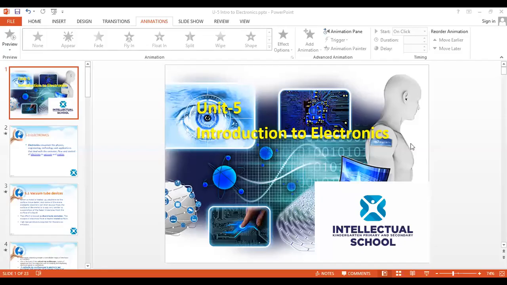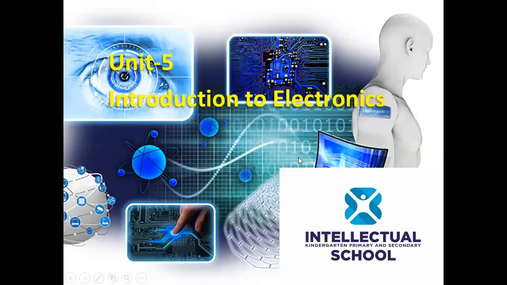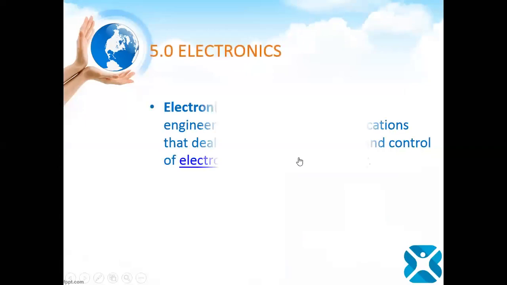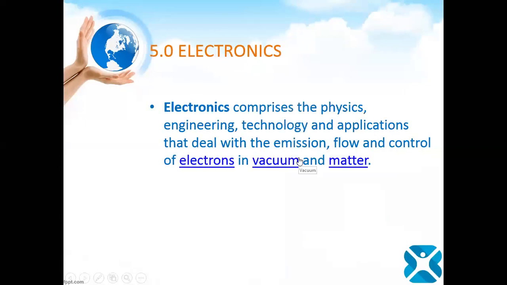All right, let's begin. Unit 5, Introduction to Electronics. So first of all, let's define electronics. What does electronics mean? It comprises physics, engineering, technology, and application that deal with the emission. What does emission mean? It is the control and flow of electrons in vacuum and matter. Okay, it is the flow and control of electrons in the vacuum and matter.